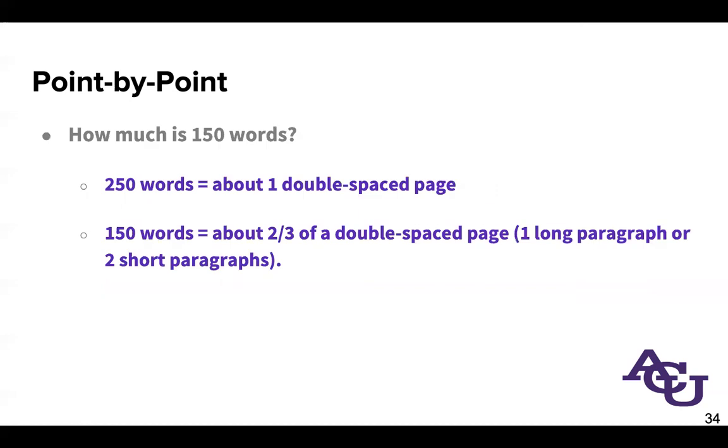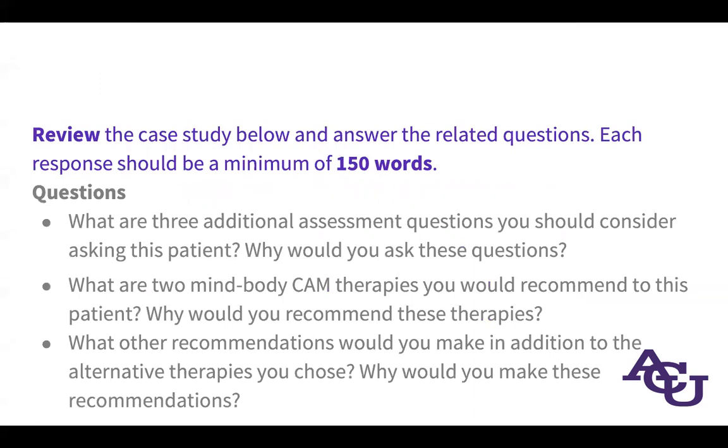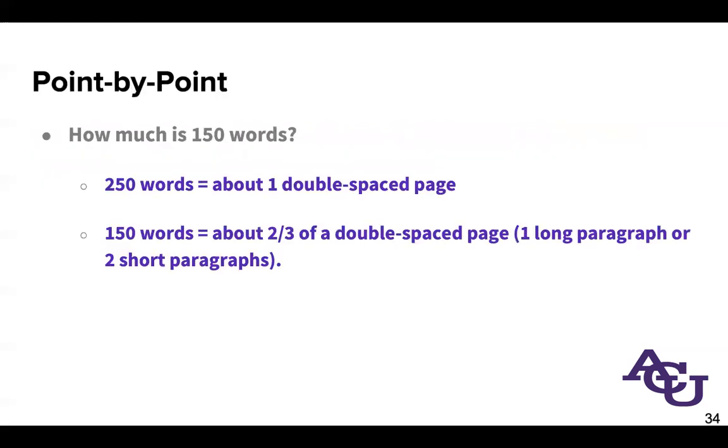Well, let's start with that first question. How much do you actually have to write? The instructions say each response, so each response to one of those sets of questions, should be a minimum of 150 words. Well, 150 words is about 2/3 of a double-spaced page. If you're using our APA course paper template, it has all the things that you need for an APA paper, like 1-inch margins, page numbers in the right place, double-spaced, using a 12-point font. And so if you're using the template, you can, with fair accuracy, estimate approximately how long a double-spaced page is going to be, and it's going to be around 250 words.